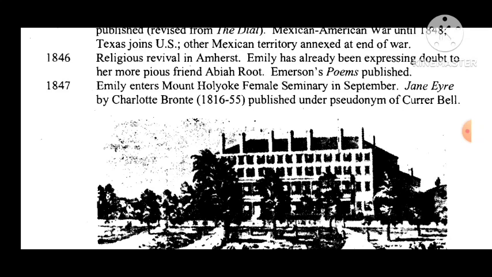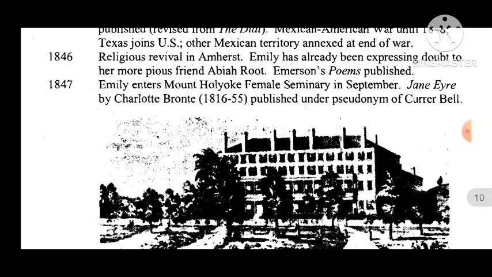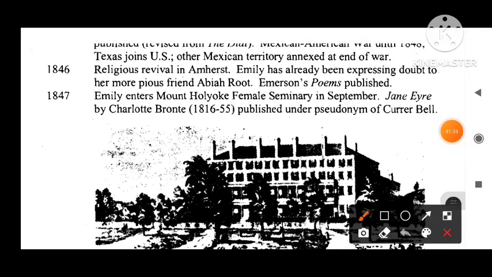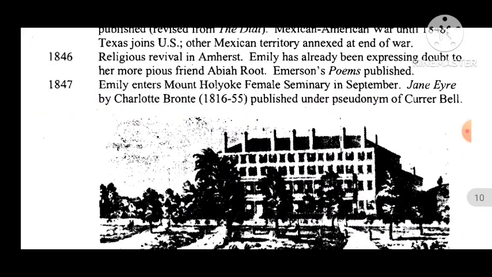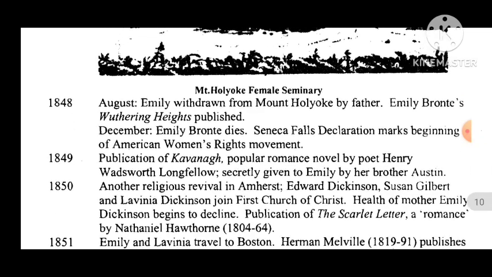Then 1847, Emily enters Mount Holyoke Female Seminary in September. Jane Eyre by Charlotte Bronte published. So here is the main key point you can note down. 1847, Emily enters Mount Holyoke Female Seminary in September, and Jane Eyre by Charlotte Bronte, 1816 to 55, was published under the pseudonym of Currer Bell.